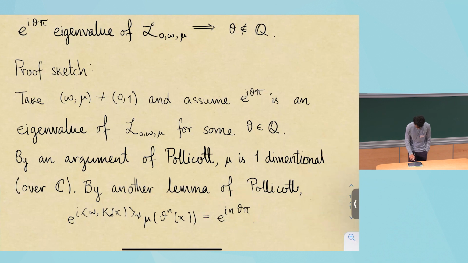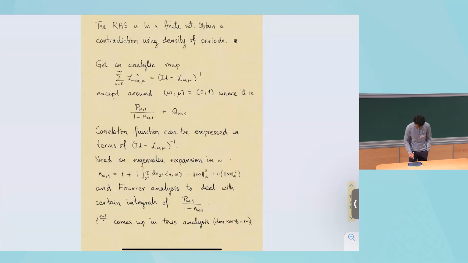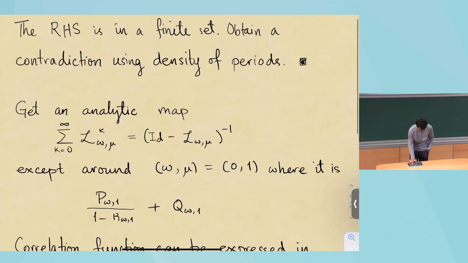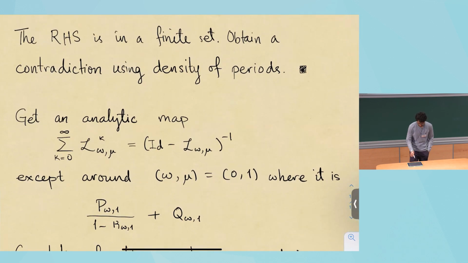And so what's the contradiction? Very roughly speaking, if it was a rational angle, the right-hand side will be in a finite set. But for the left-hand side, using density of periods, you can get a contradiction. So that's the very rough sketch.